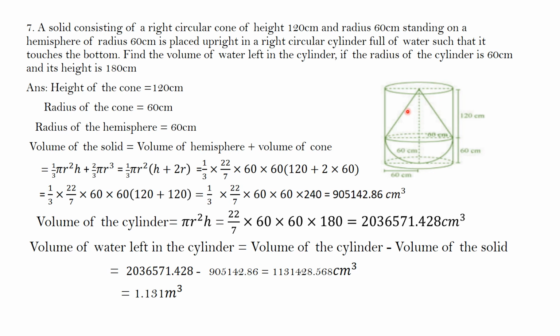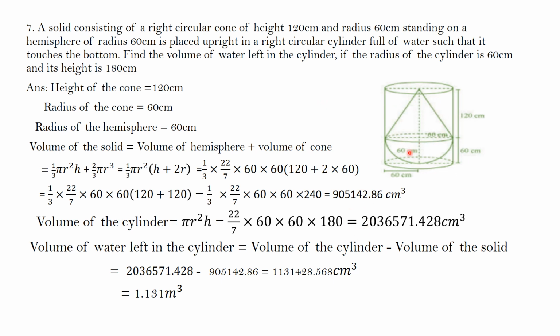Now it is given that the solid is kept inside a cylinder which contains full of water. So let us find the volume of the cylinder. Here cylinder is given radius equal to 60 and height is equal to 180. Volume of the cylinder pi r square h is equal to 22 by 7 multiplied with 60 into 60 into 180, which gives 20,36,571.428 centimeter cube.